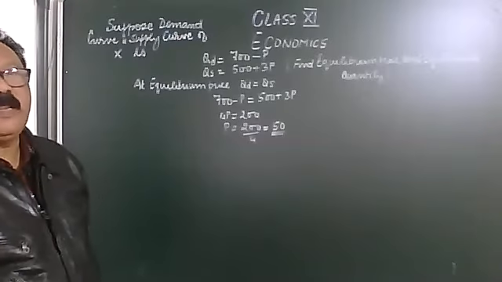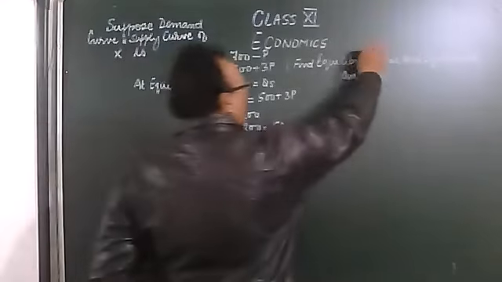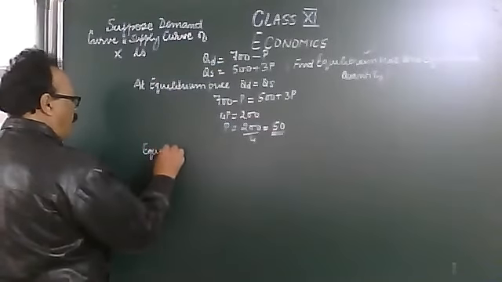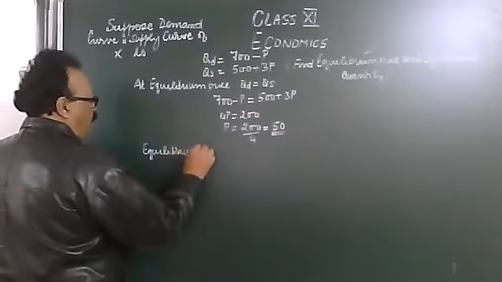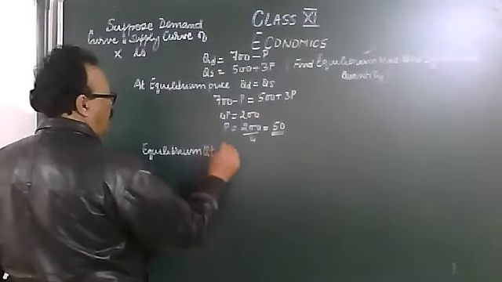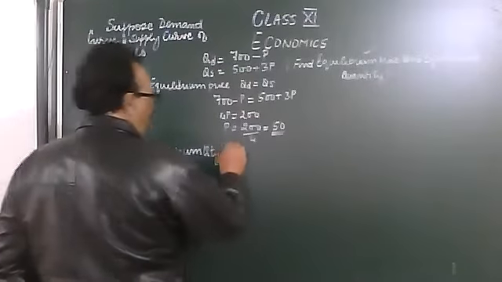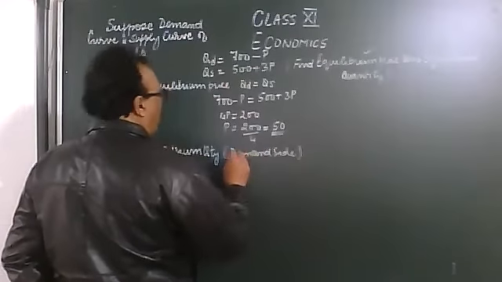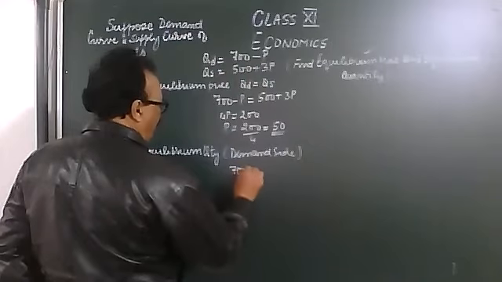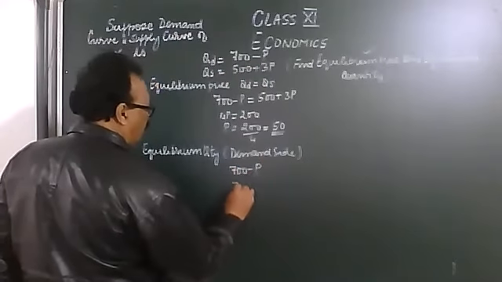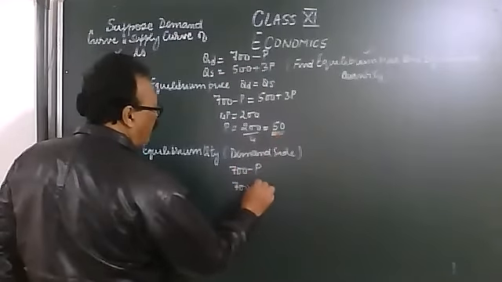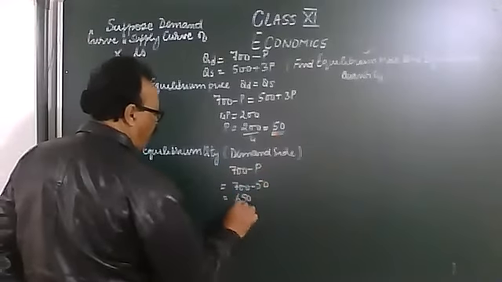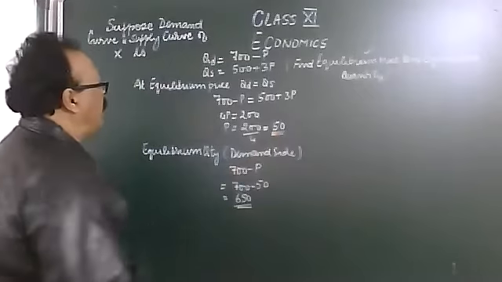Now we find the equilibrium quantity. We have found the equilibrium price. Now equilibrium quantity. From which side do we take out first? From the demand side. What was the demand side? 700 minus P, and we have found P to be 50, that is equal to 650. This is from the demand side.